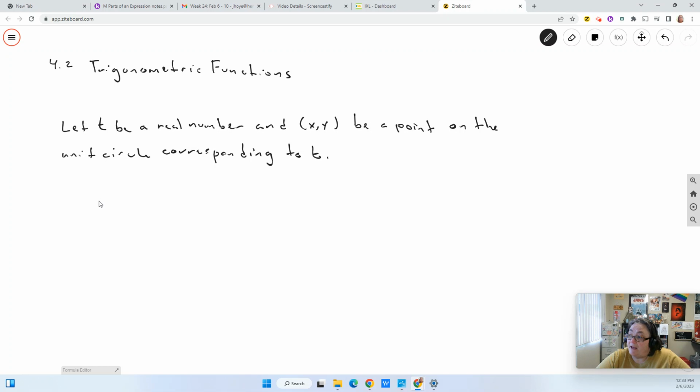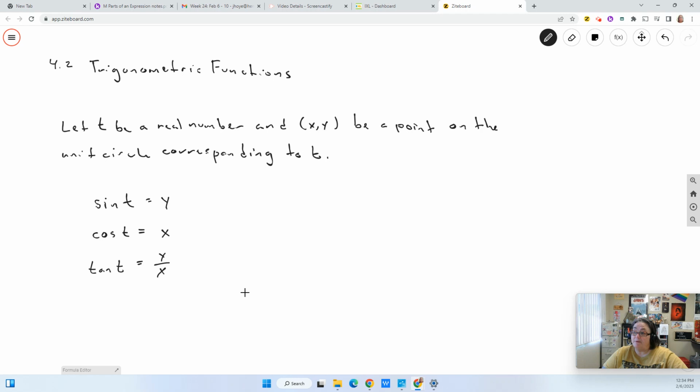Ultimately, what we're saying is that if we have sine of t, it is equal to the y value, right? When we're talking about x values and y values, the sine of t would be equal to the y value. Cosine of t would be equal to whatever that x value is on that point. And then the tangent of t would be equal to sine over cosine, which is y over x.